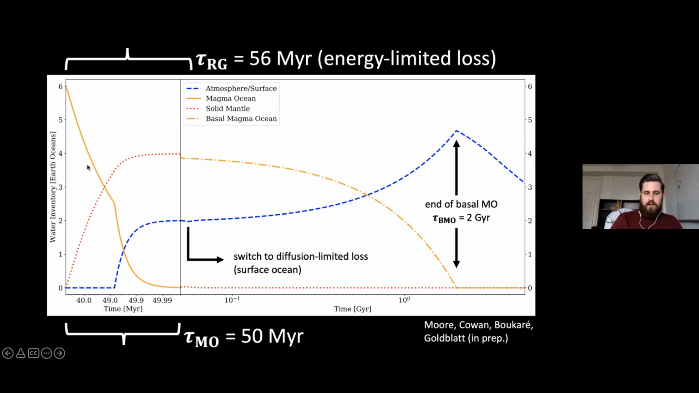So in this panel again, I have that weird reverse log, but you can see the magma ocean is decreasing as it sequesters water not only into the solid mantle now, but also into the basal magma ocean. And there's still some water on the surface. And so once the initial magma ocean solidifies, the basal magma ocean now contains a pretty significant amount of water. There's some water on the surface and there's some water in the mantle.